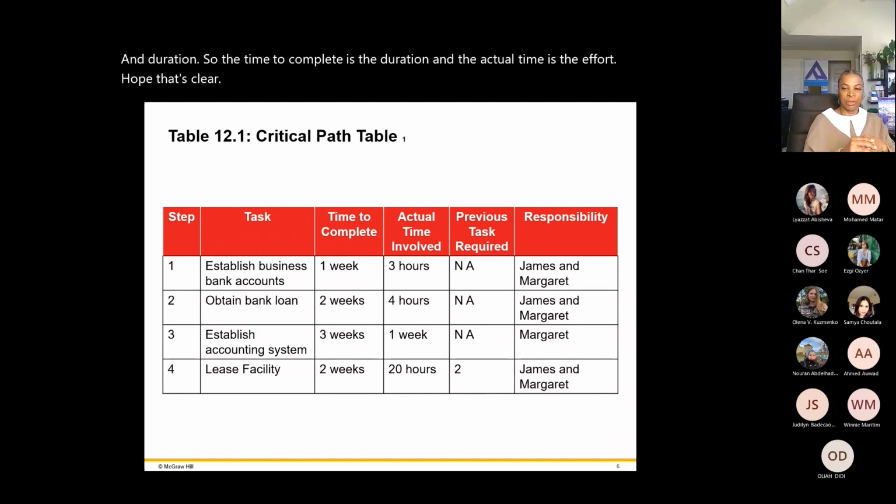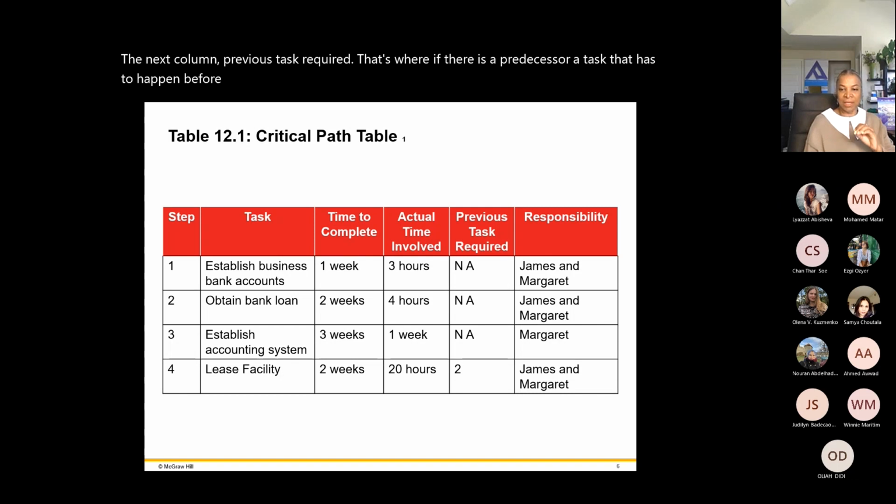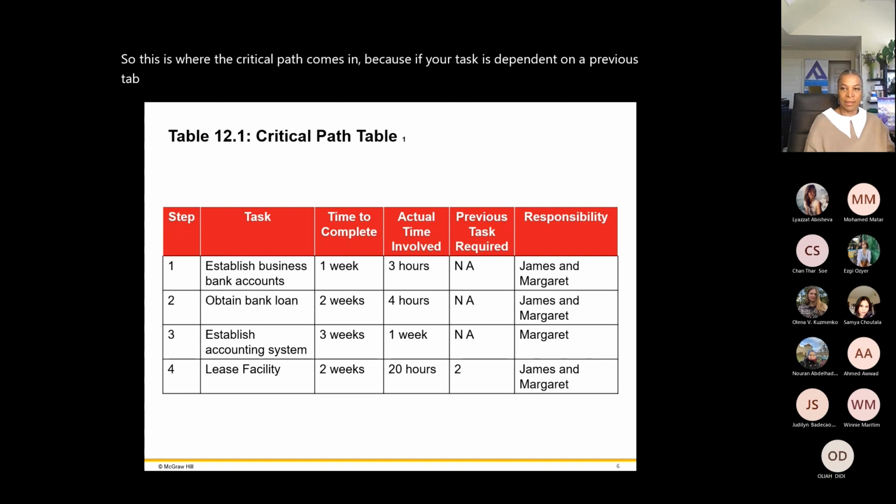The next column, previous task required. That's where, if there is a predecessor, a task that has to happen before you can perform this task. So this is where the critical path comes in, because if your task is dependent on a previous task, then think about it. If that previous task is delayed, then your task is delayed.